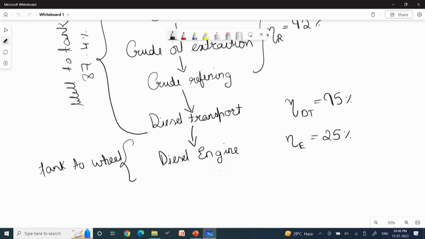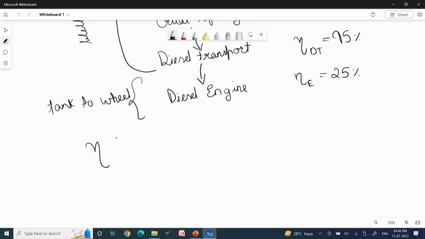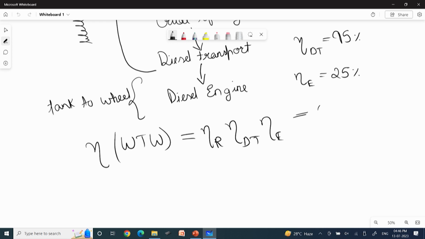And if you see the total efficiency, which is well to wheel, this would be the multiplication of eta refinery, eta transportation and eta engine. Multiply the three, and the total efficiency of a diesel engine used for transportation purposes would be roughly 21.85%. You can also analyze the emissions, the well to wheel emissions.